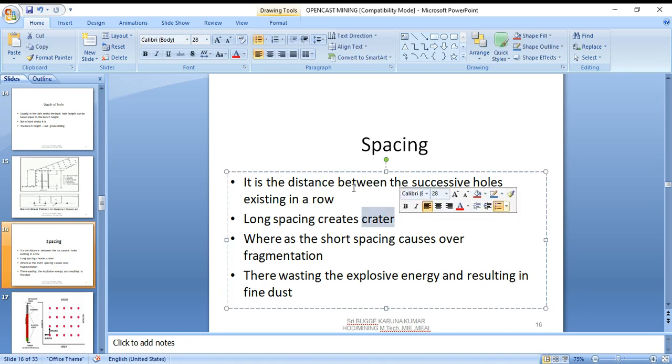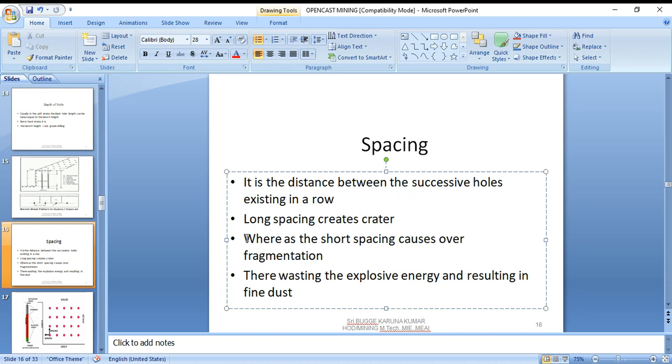Crater is the word you have to observe. Crater means the blasting phenomena is not happening properly. Automatically, crater means the explosive will blast on the top side, instead of going horizontal, the horizontal creativity of the shock waves will come outside. That is called crater. Whereas the short spacing causes over fragmentation.